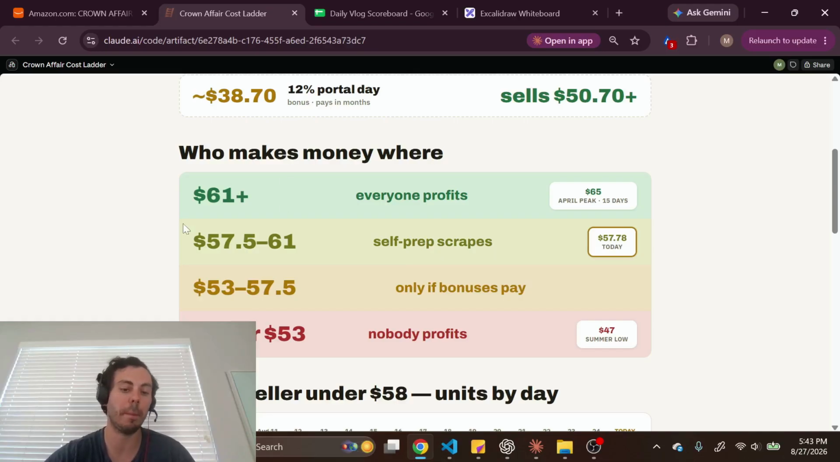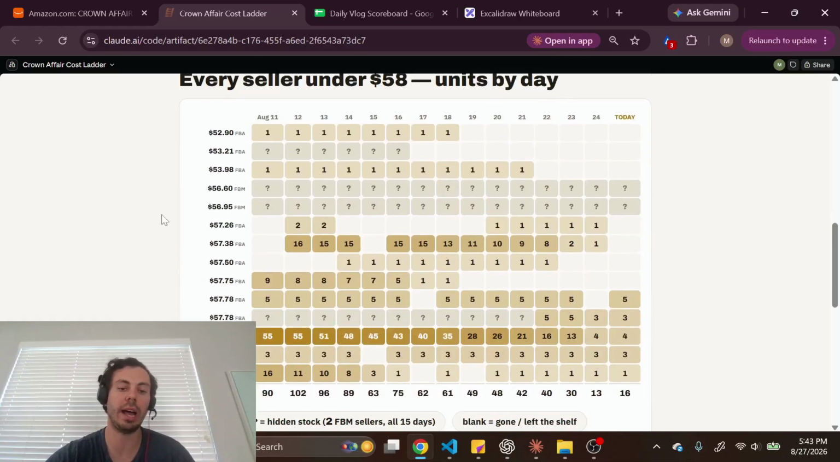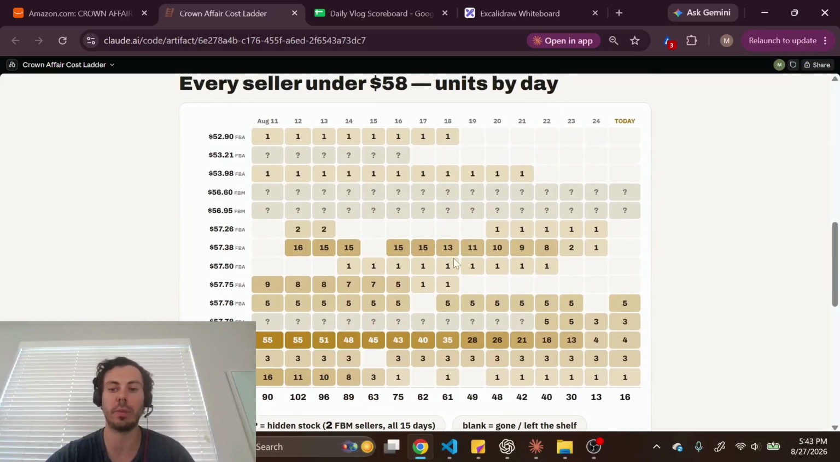Everyone above 61 profits. Then we also have the Keepa chart for all the sellers that are coming in and coming out from August 1st to the 25th. Today's the 27th, but I made this 2 days ago. So we can see that at different price points, at 57, the number starts to go down, right? This is the actual Keepa drop. So we're like, got it.